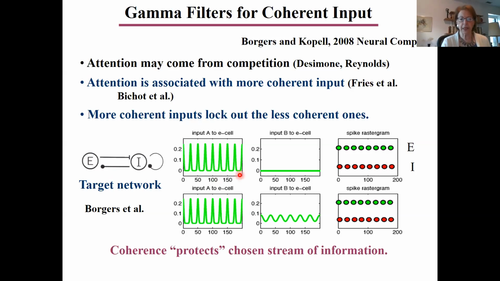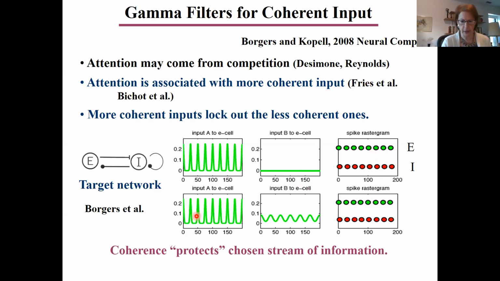In the first simulation here, the input is spiky, that means very coherent, and there's no input at all for the second one, it's 0. And the output of the E and the I are just what you would expect. They spike every time there's an input. The input goes to I as well, but it's smaller, and I'm just showing you the input to the E cell. So that's not surprising.